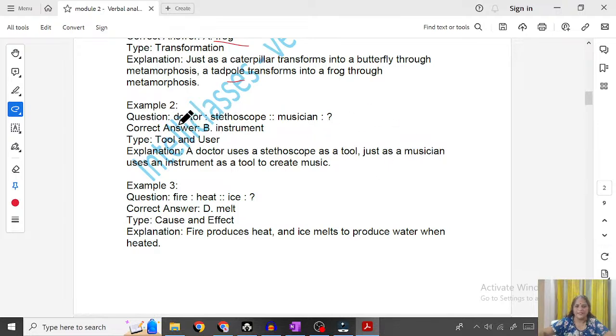The next example is doctor is to stethoscope as a musician is to what? So, who holds a stethoscope? A doctor holds a stethoscope. Now, what does the musician hold? He will hold an instrument. Correct? So, these are some of the questions which normally come in competitive exams. So, you need to know the meaning of all the words given there.